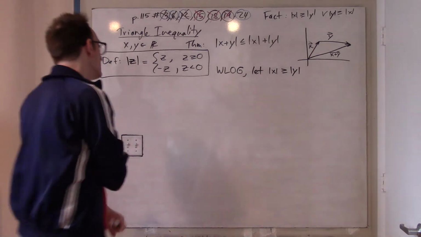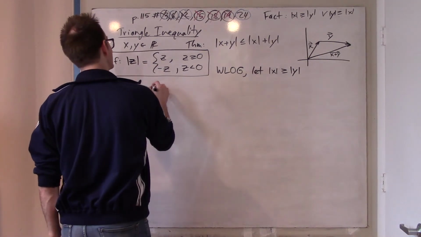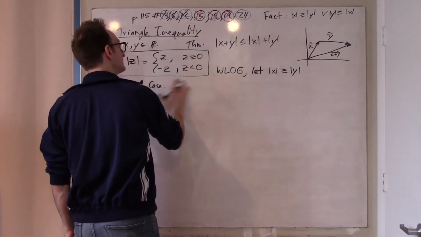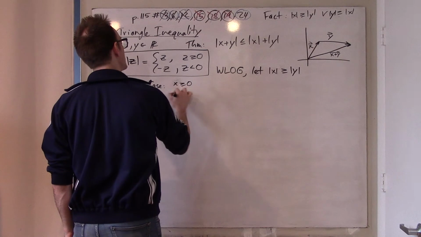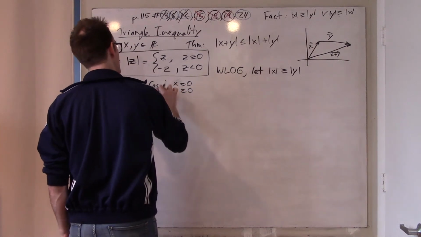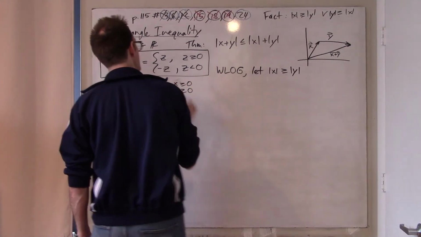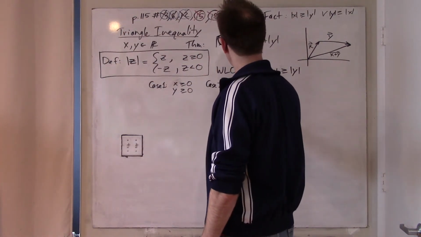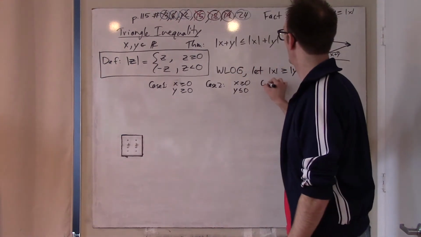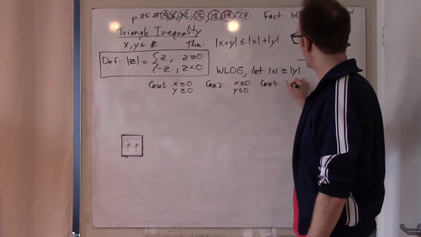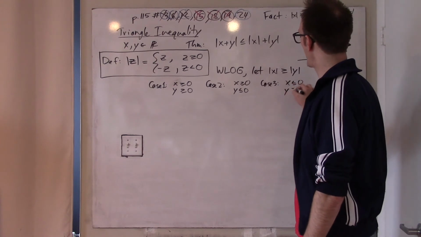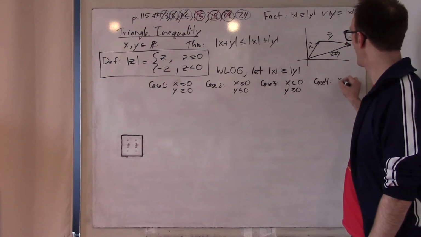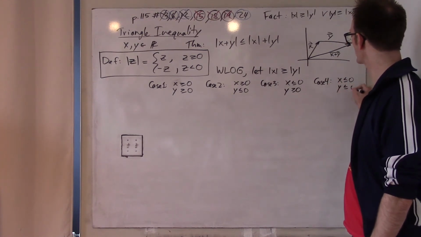Okay, let's begin. Well, I now claim that there are 4 cases. There is the case where x and y are positive, so x is greater than or equal to 0, y is greater than or equal to 0. Let's call that case 1. Then there is case 2, where x is positive and y is negative. Then there is case 3, where x is negative but y is positive. And case 4, where x is negative and y is also negative.